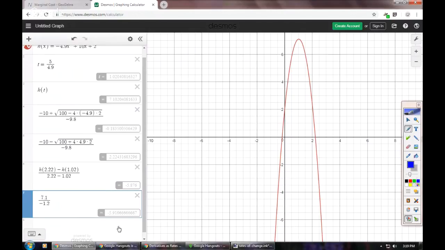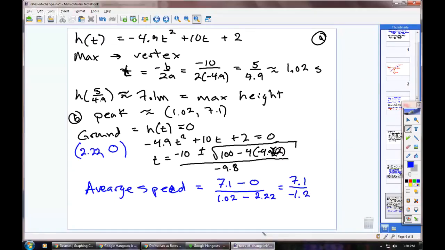All right, so they're in the ballpark, which is good. So I'm getting about, to the nearest, let's see, what are we measuring here? Meters per second, negative 5.9. So it looks like the average speed is about negative 5.9 meters per second. So that's the average speed from top to bottom.